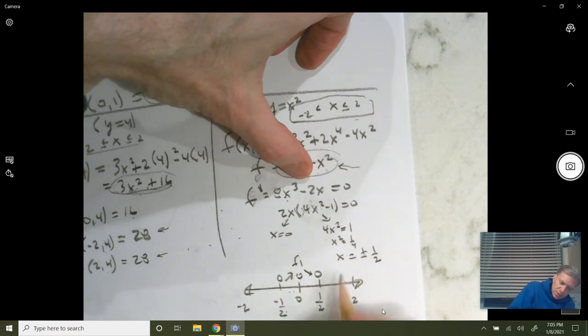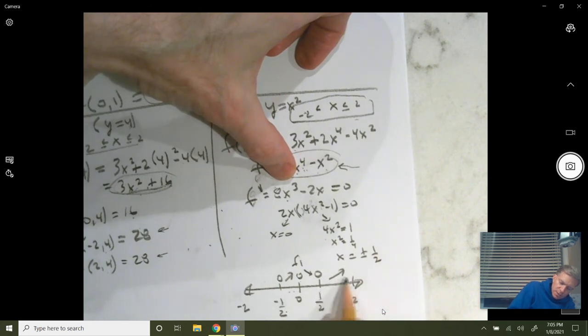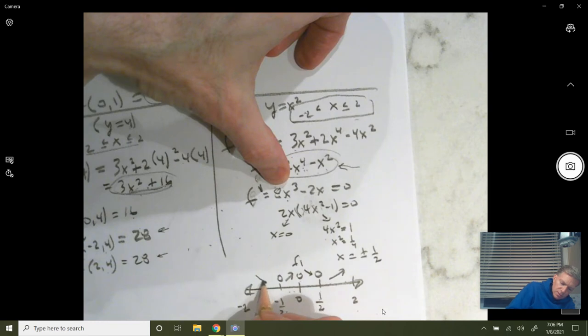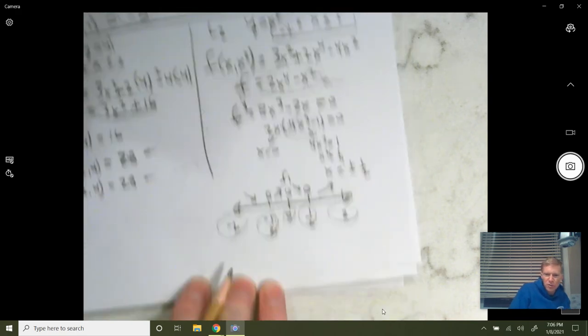Bigger than 1/2, let's plug in 1. We get 8 minus 2, that's positive 6, which is positive. For -1, I'm going to get -8 plus 2, so that's going to be negative. Your potential maxes are going to happen at the endpoints. This is a potential min, this is a potential max, this is a potential min. Let's just check all those points.